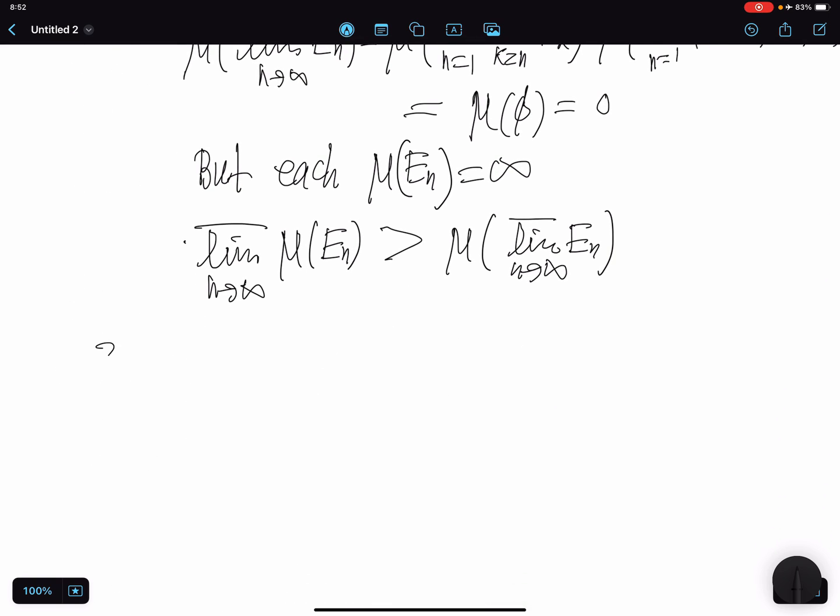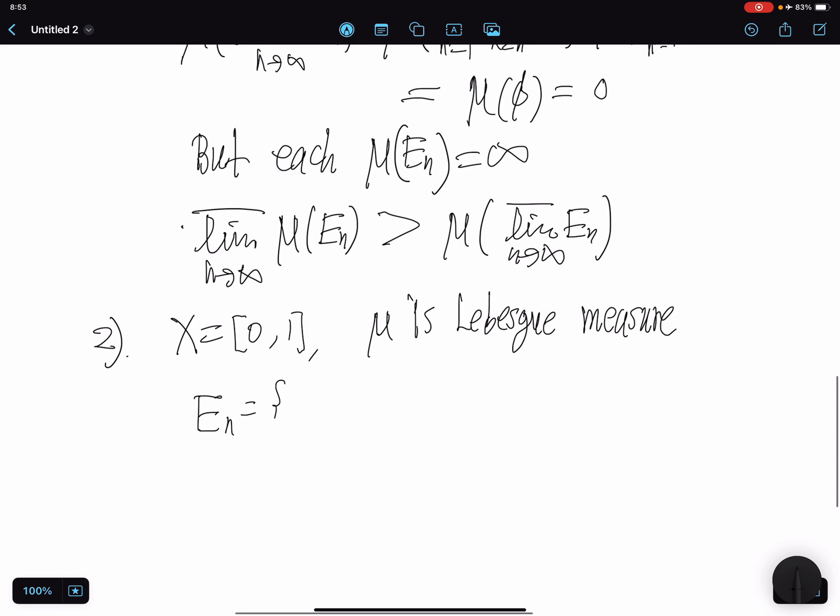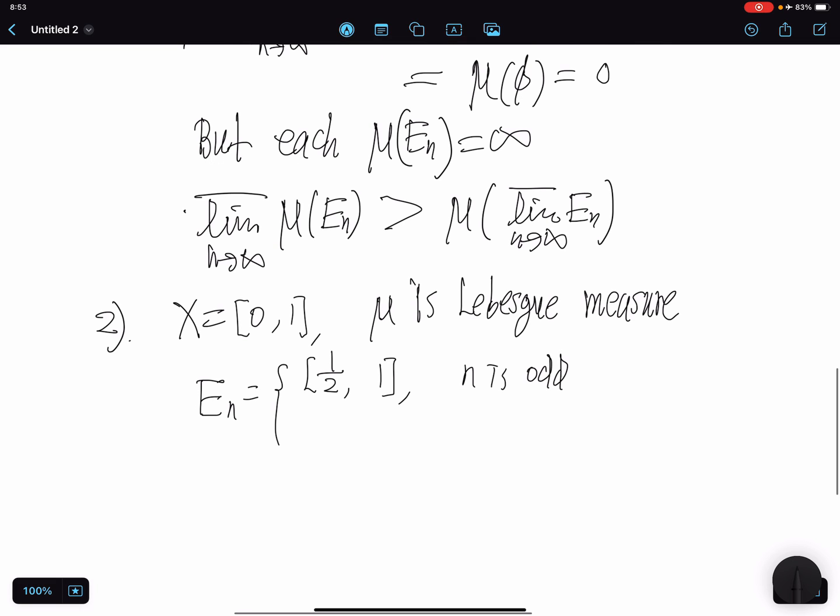And then the second statement also is not always true. Now this time, we can pick X, the space, to be the unit interval from 0 to 1, and mu is the Lebesgue measure, and the measurable sets are all the Lebesgue measurable sets, right? Then we can define E sub n to be the closed interval from 1/2 to 1 if n is an odd number, and another half interval if n is even, from 0 to 1/2.